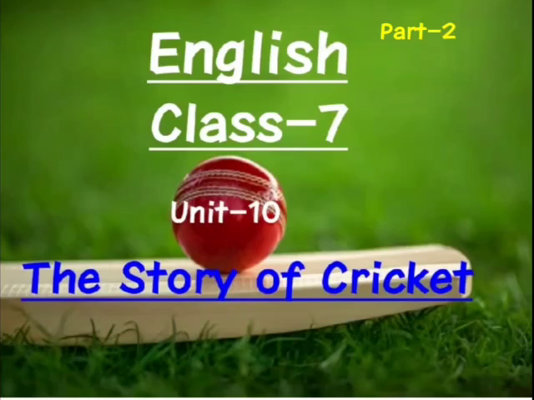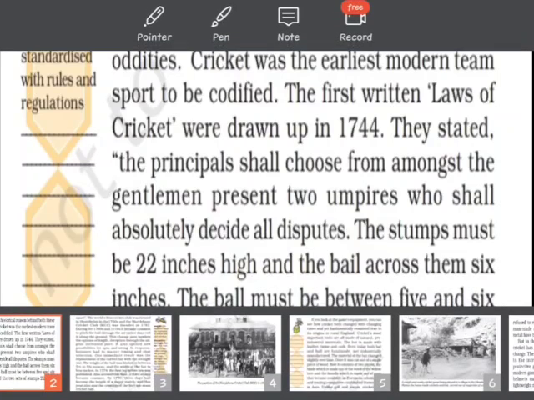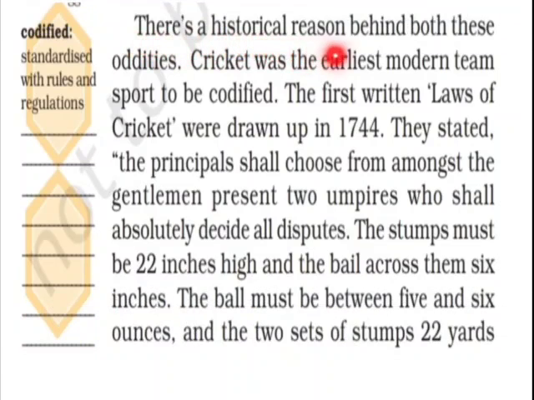So first of all, students, open your textbook and look at page number 139, 140. There's a historical reason behind both these oddities. Cricket was the earliest modern team sport to be codified. The first written laws of cricket were drawn up in 1744. They stated: the principals shall choose from amongst the gentlemen present 2 umpires who shall absolutely decide all disputes.